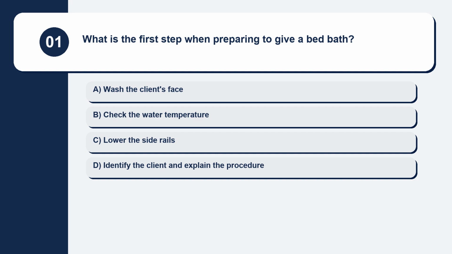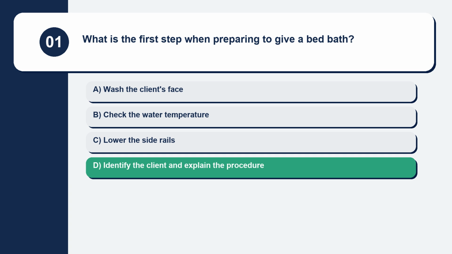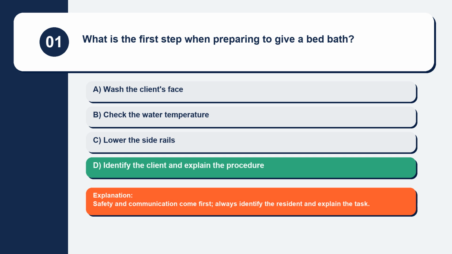Question 1. What is the first step when preparing to give a bed bath? Wash the client's face. Check the water temperature. Lower the side rails. Identify the client and explain the procedure. Safety and communication come first. Always identify the resident and explain the task.